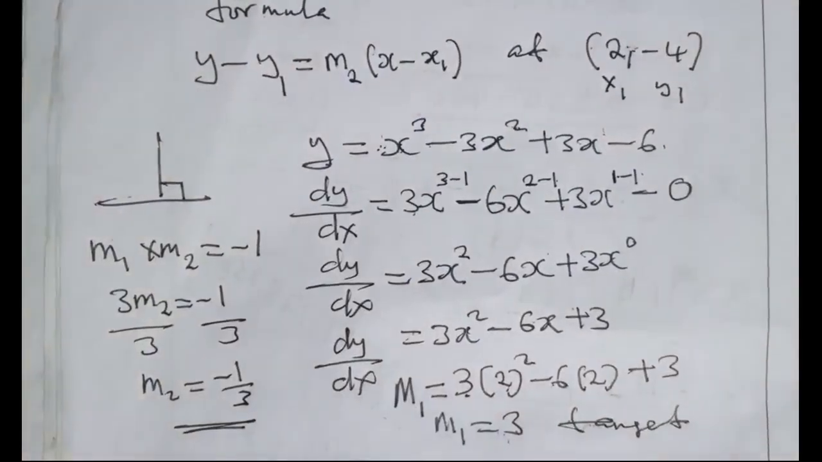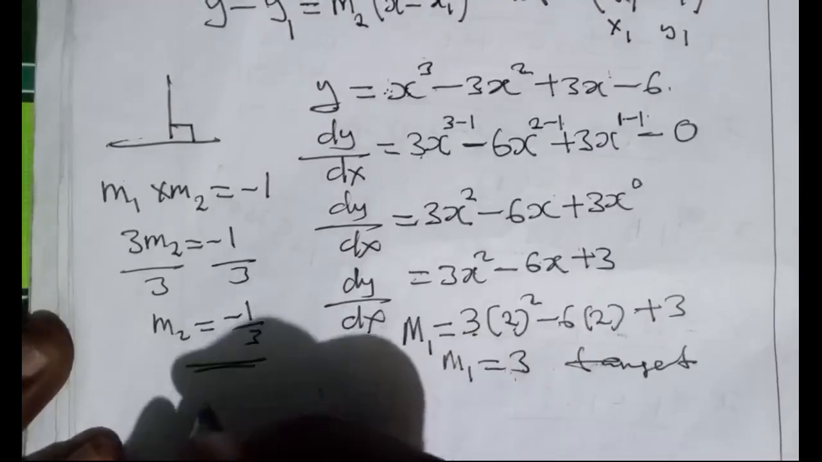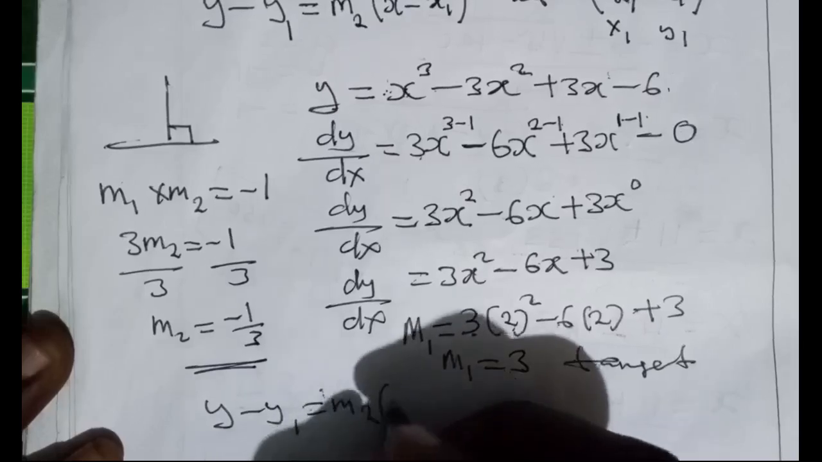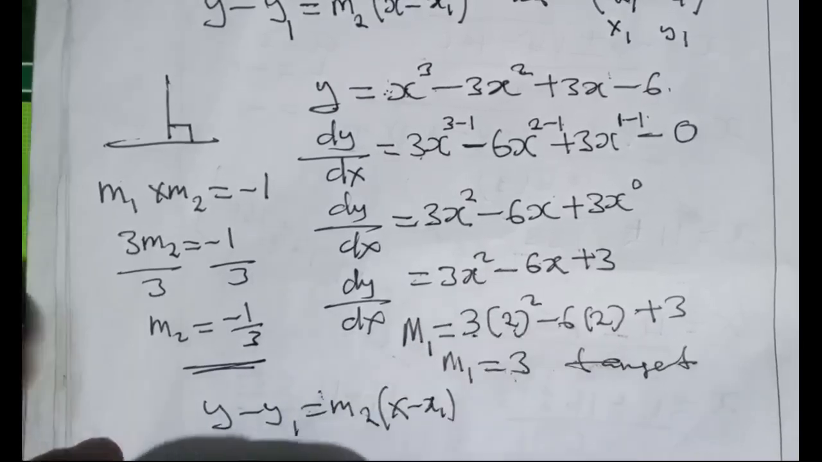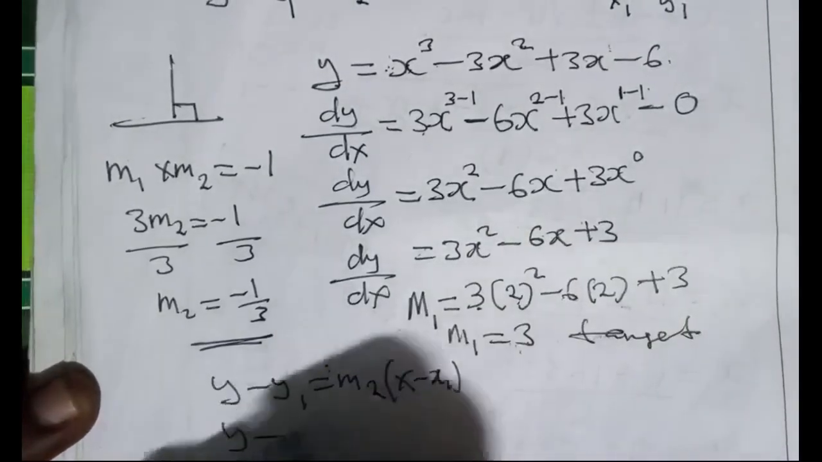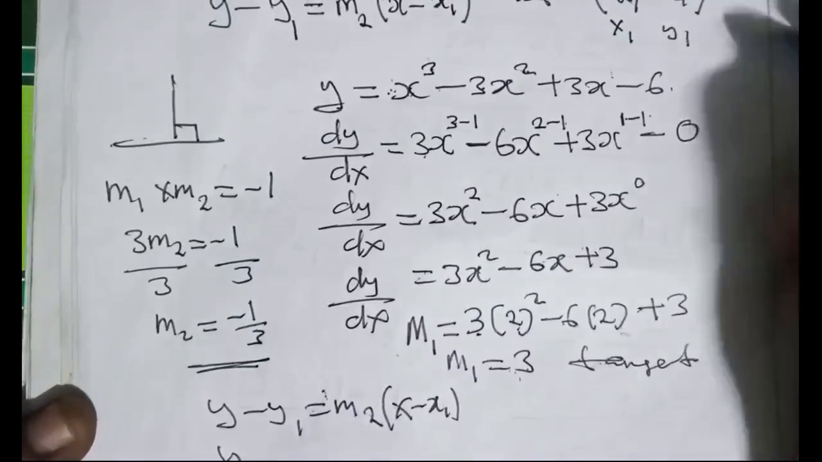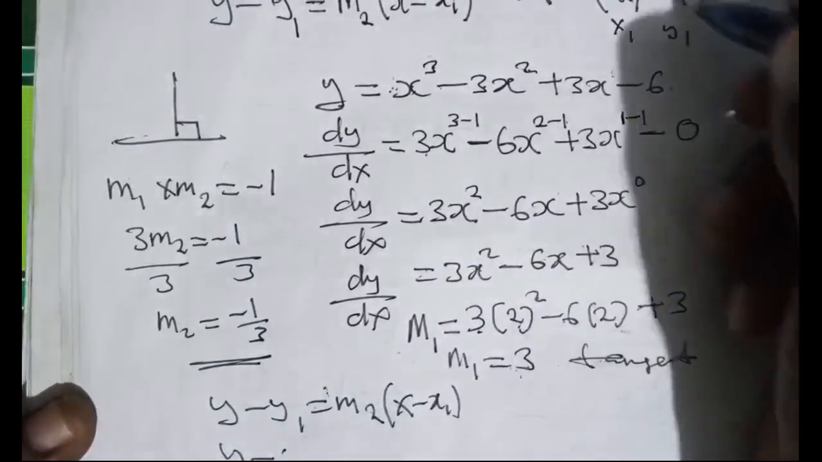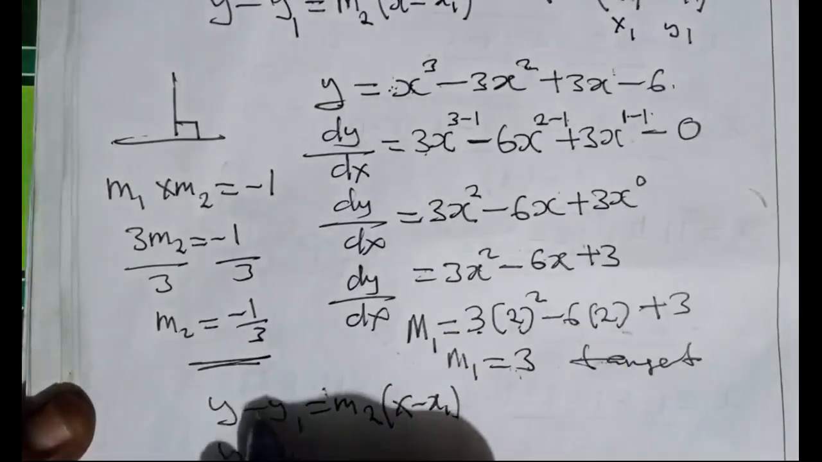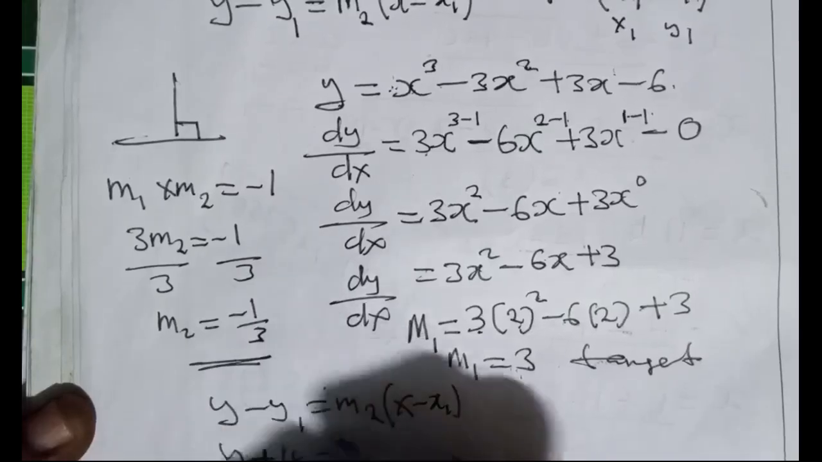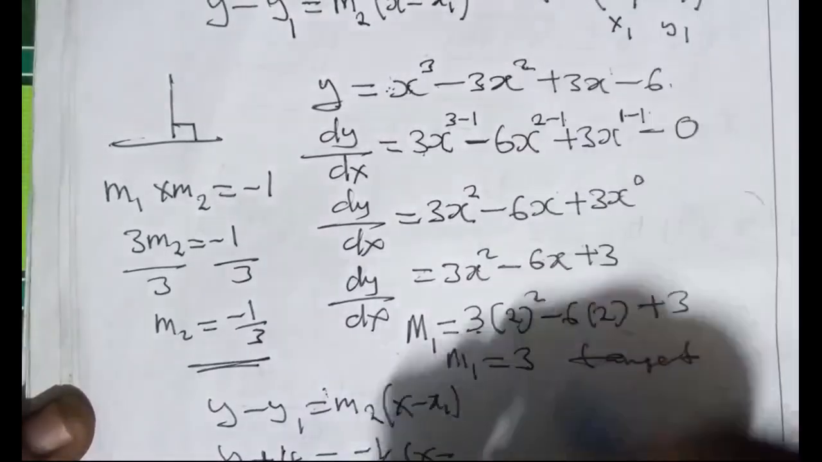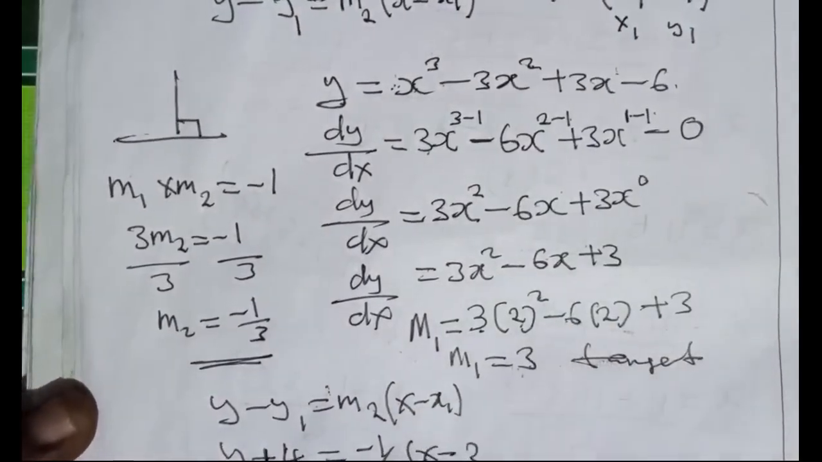Now we get back to the formula: y minus y1 equals m2 times (x minus x1). We're going to substitute. y1 is negative 4, so y minus negative 4 becomes y plus 4. This equals m2, which is negative 1 over 3, times (x minus x1), and x1 here is 2.